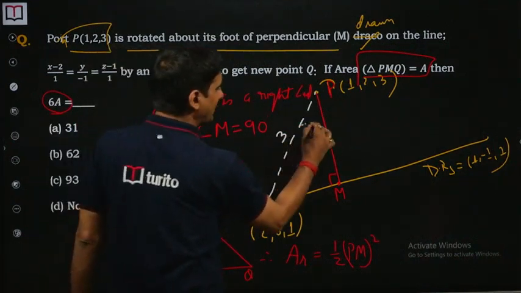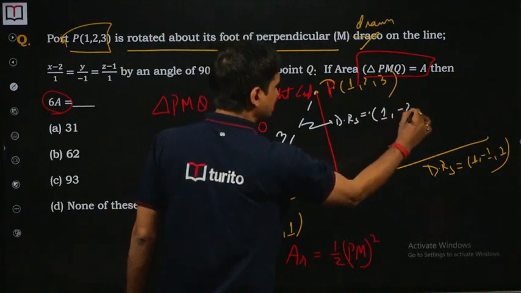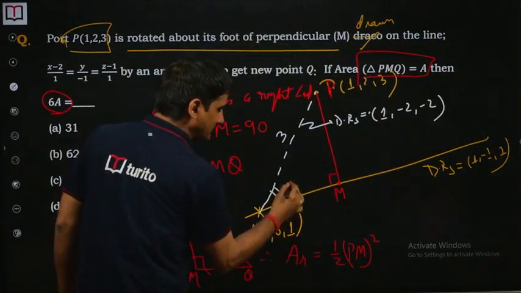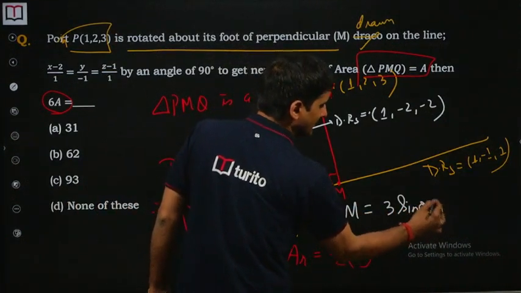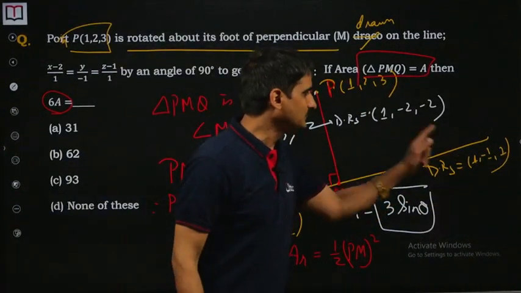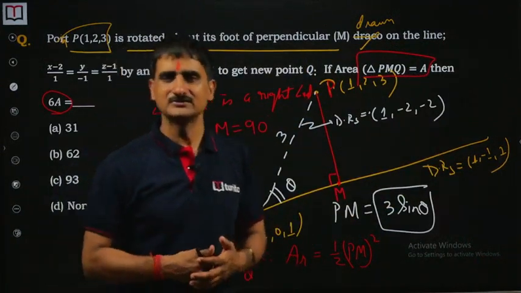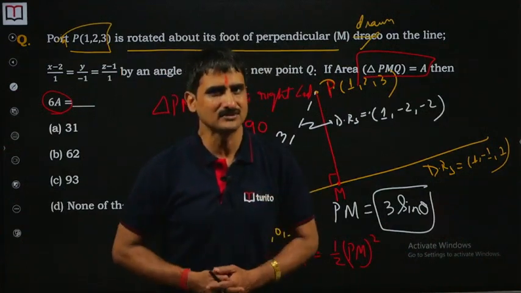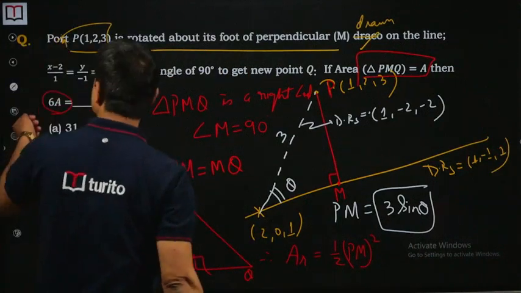And then you can find the DRs of this line, which is x2 minus x1, so 1 minus 2, minus 2, and then you can find this angle. So PM is nothing but 3 sine theta. And how will you find this angle? You will find it using cos theta equals a1 a2 plus b1 b2 plus c1 c2, divided by under root of a1 square plus b1 square plus c1 square, into under root of a2 square plus b2 square plus c2 square. So that's it. Now moving to the next question here.